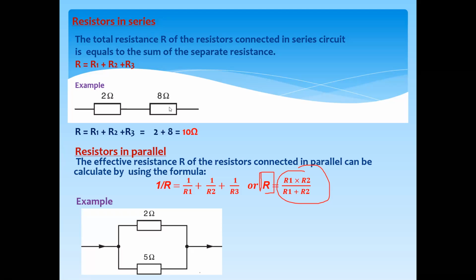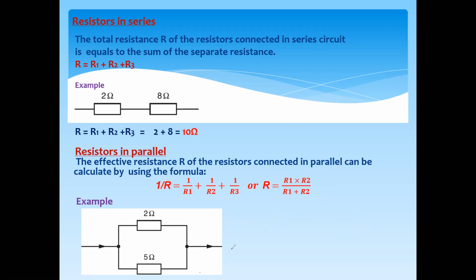In this example, you have 2 ohm and 5 ohm. So what is the combined resistance of this? They are in parallel. So in parallel, the formula to calculate is the product of the two resistances divided by the sum. So 2 multiplied by 5 is 10, divided by the sum, which is 2 plus 5, which is 7. So 10 divided by 7 is equal to 1.43.